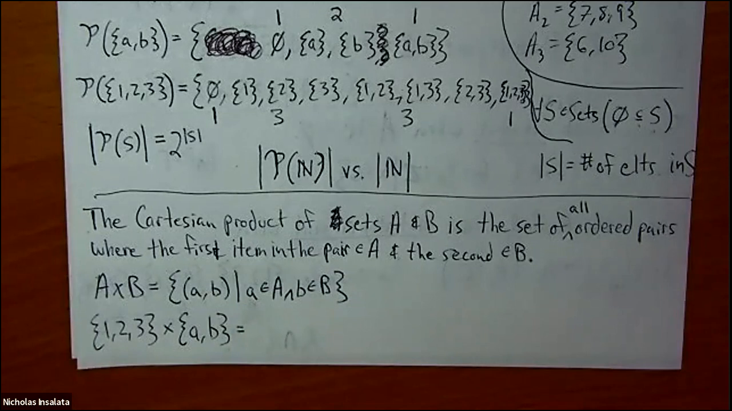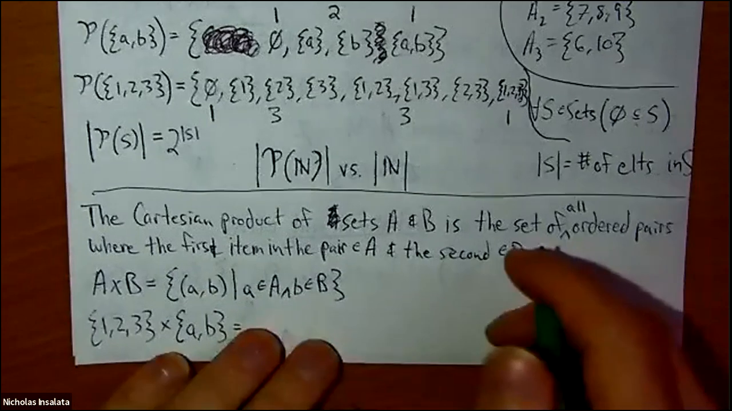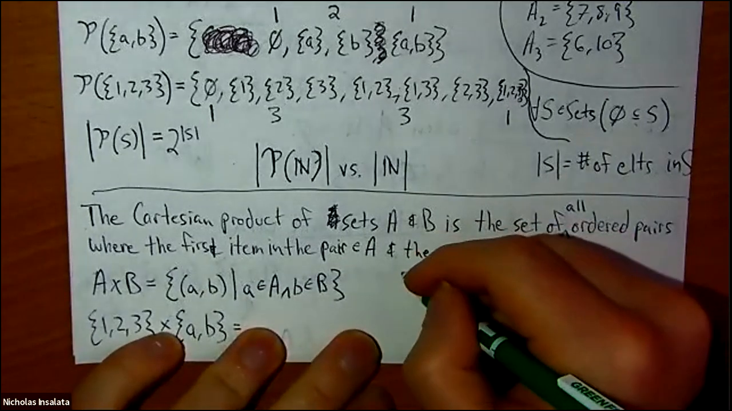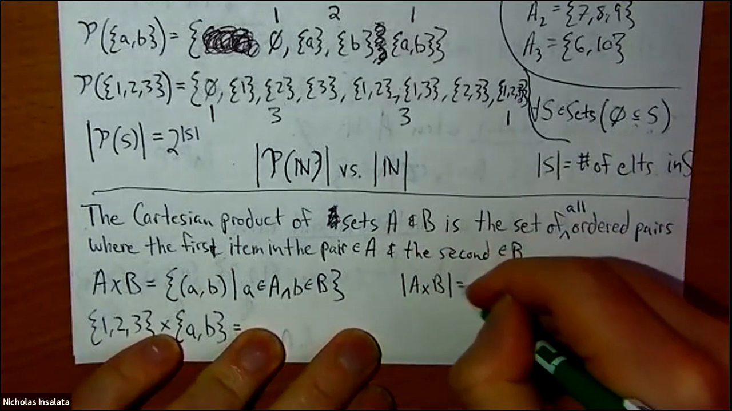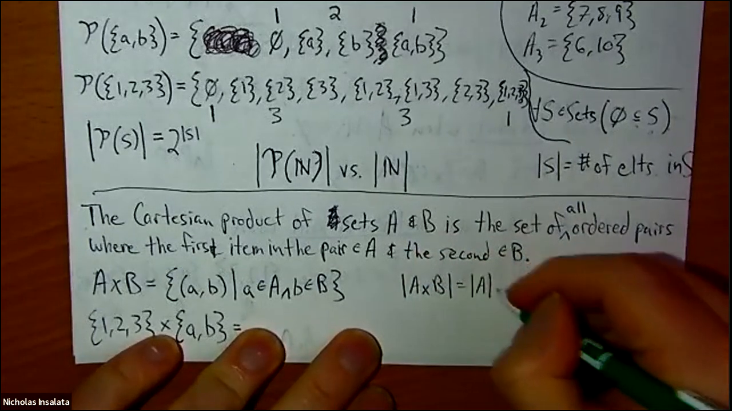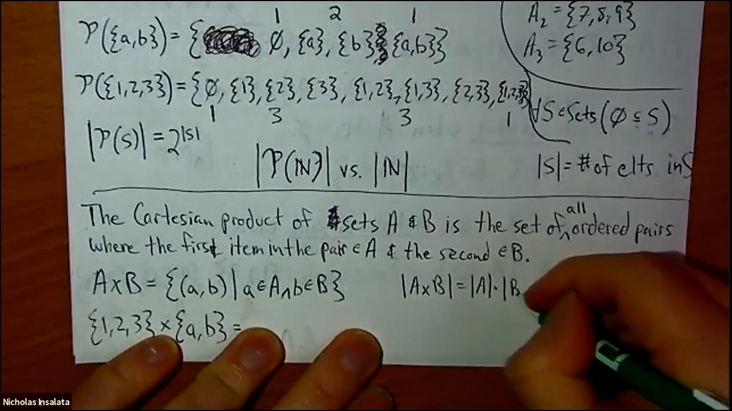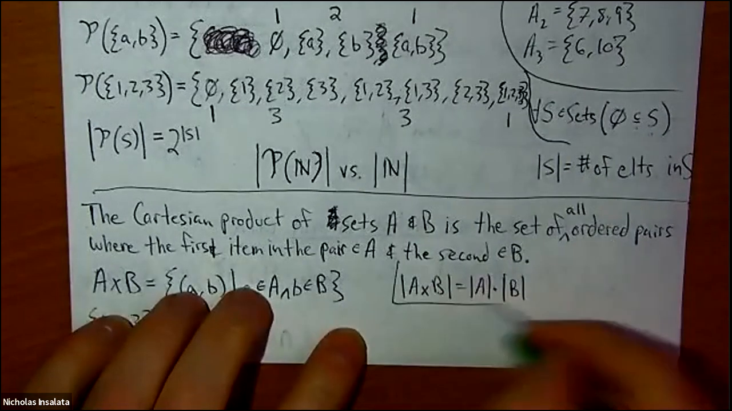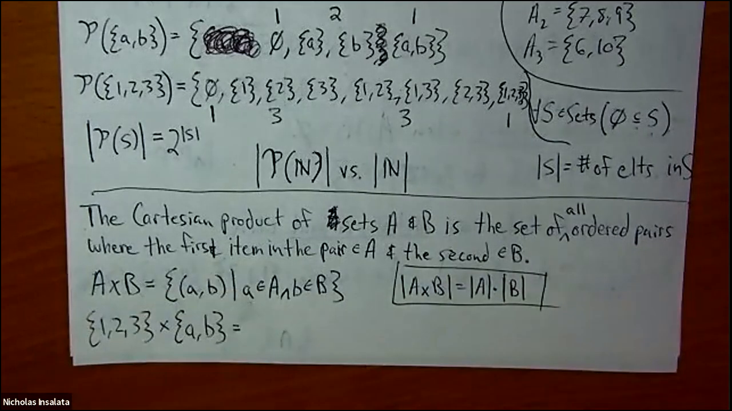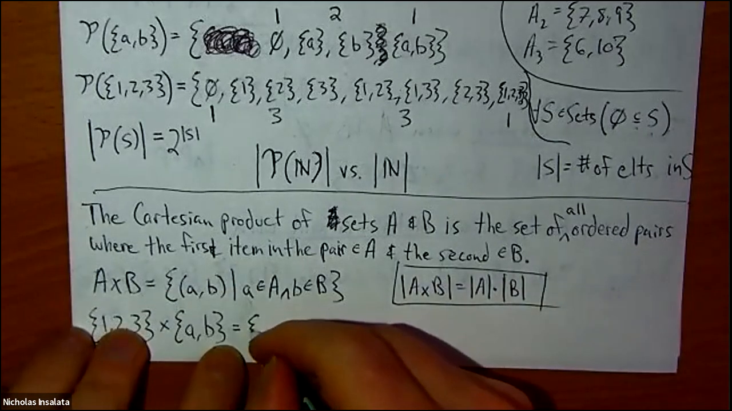Six pairs, good. So David, you've picked out an interesting property of the cross product, which is that the size of A cross B is equal to the size of A times the size of B. The reason why we have 6 pairs in this cross product is because we have 3 times 2 total pairs, right? So that's something to bear in mind about the cross product. Good. Let's list them out. So what are my pairs going to be here?